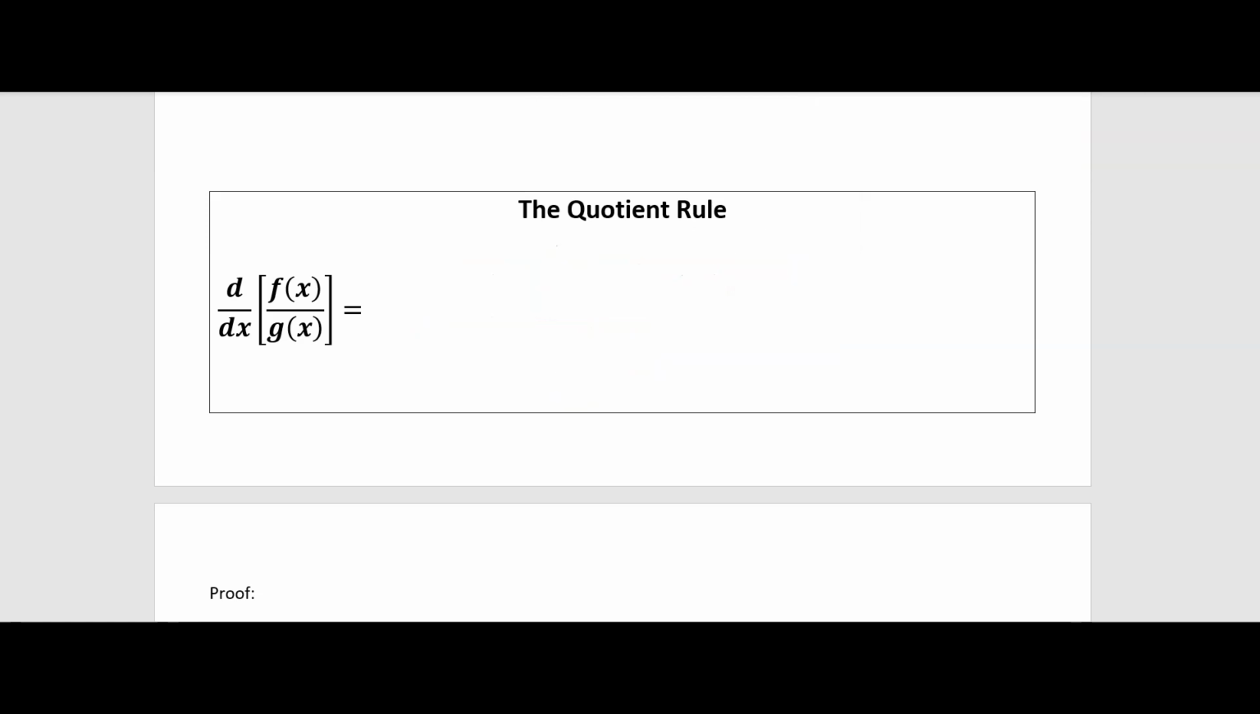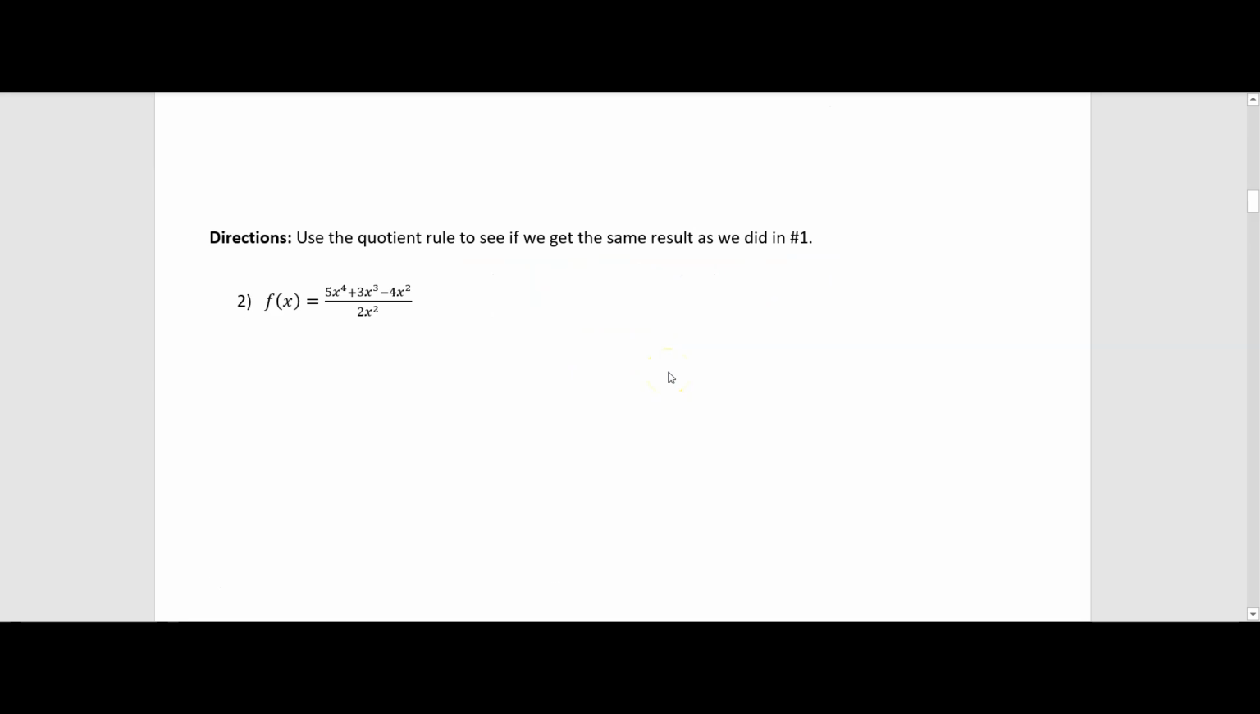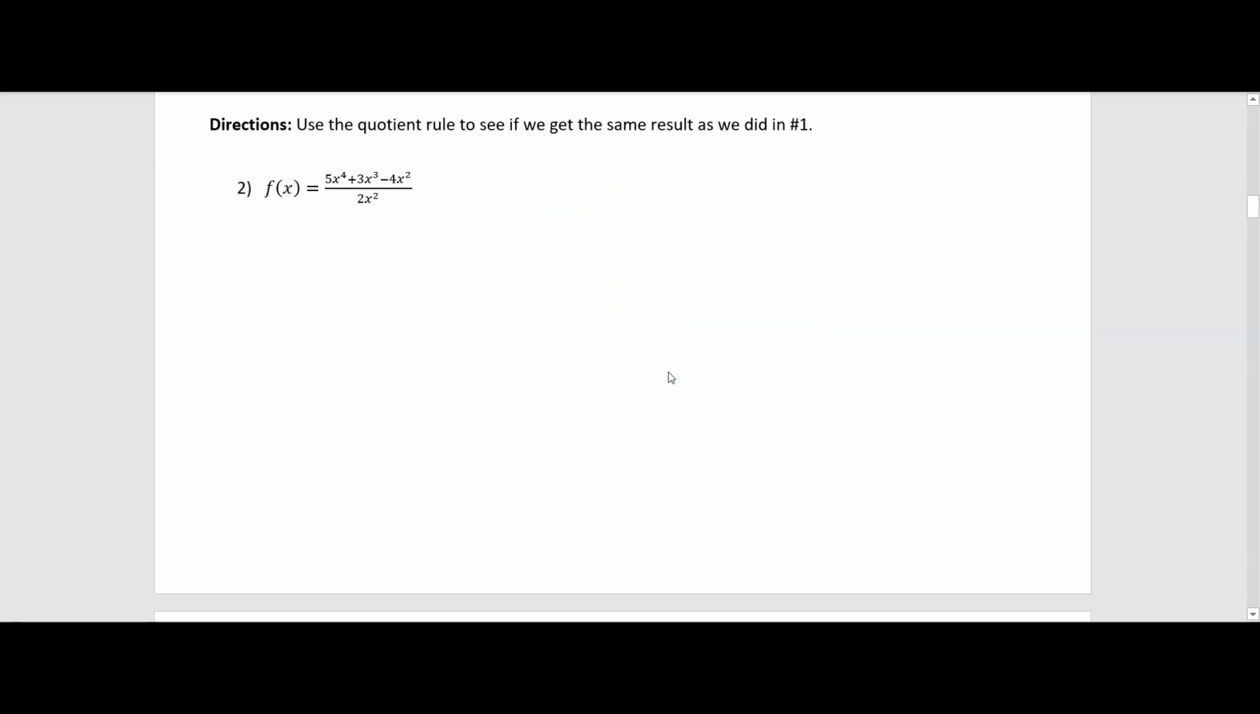So let's get rid of this, and let's look down at the problem from up above. Now, instead of simplifying the function and then using the power rule, we're going to jump right into the quotient rule. So I'm going to walk us through this one. f prime of x is going to be equal to the derivative of the numerator, or the derivative of the top function. So that is going to be 20x cubed plus 9x squared minus 8x.